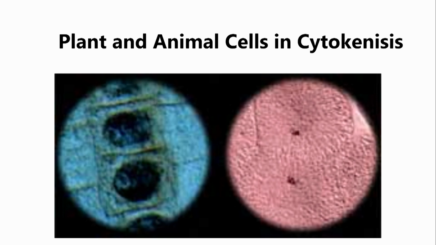The last part of the cell cycle is called cytokinesis. Mitosis is division of the nucleus. Cytokinesis is division of the cytoplasm.